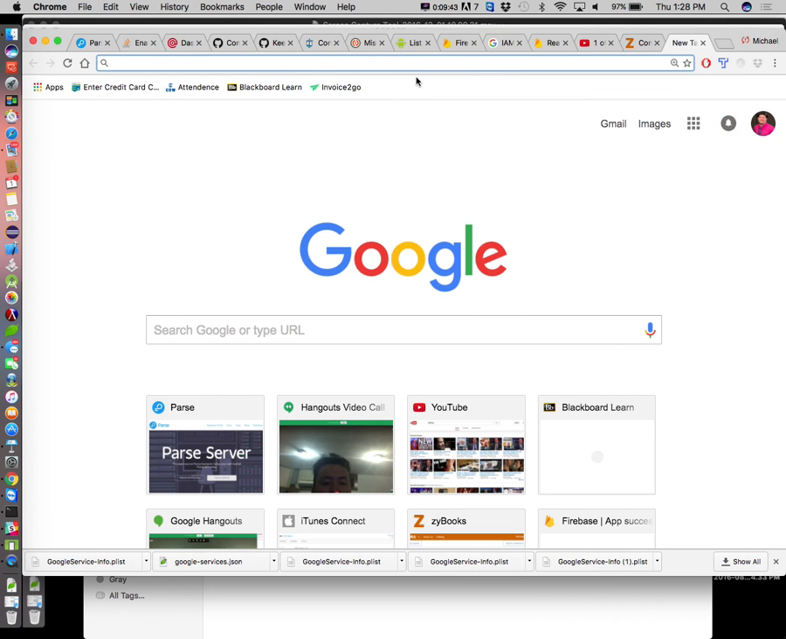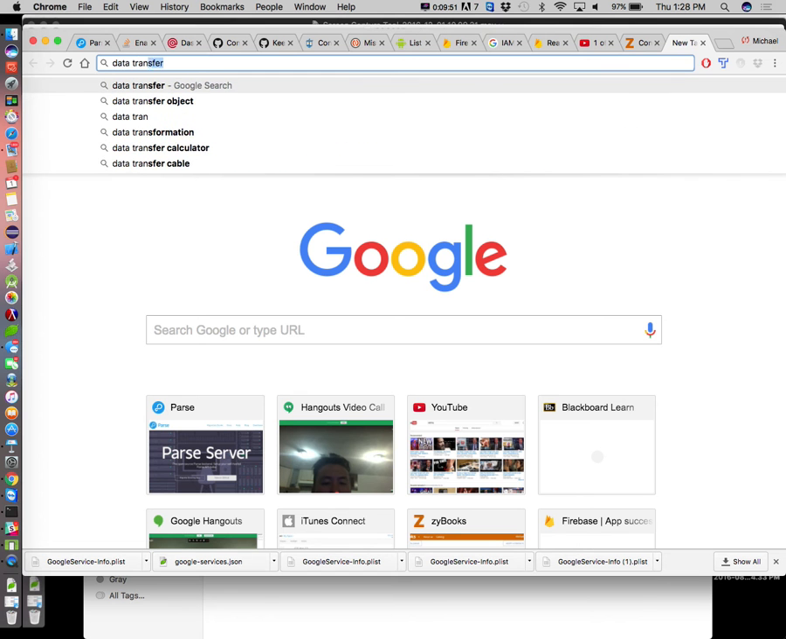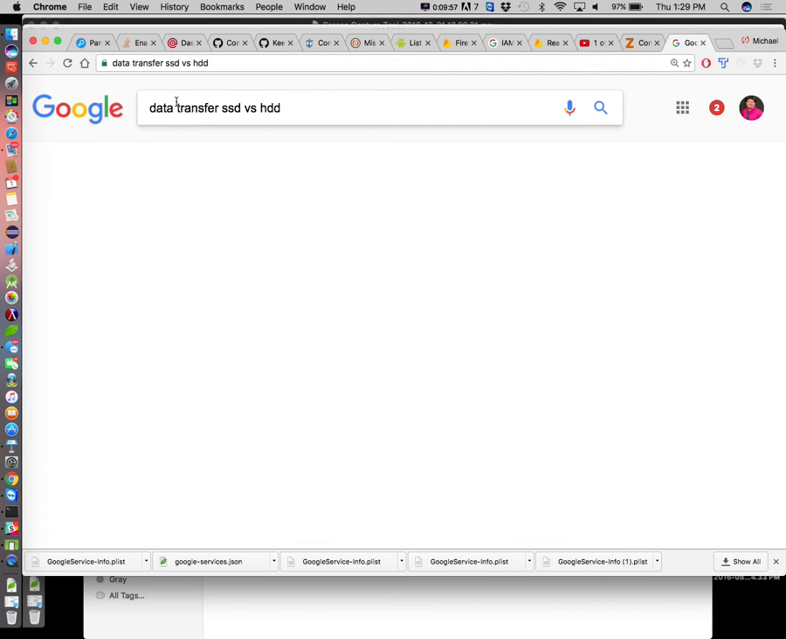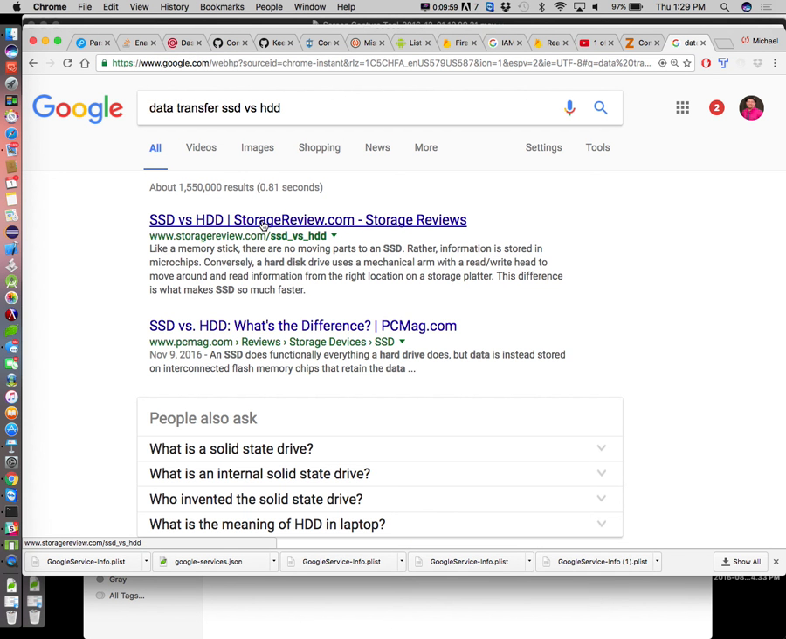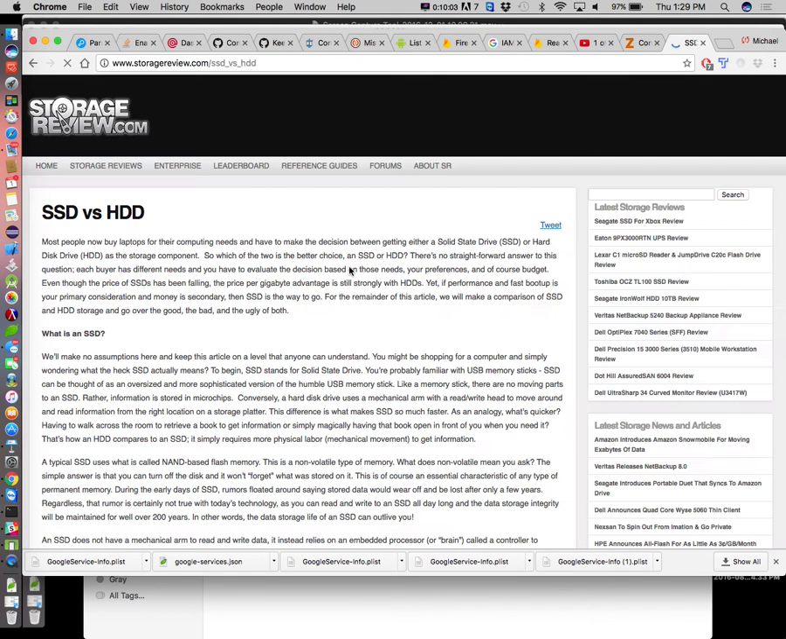Do you happen to know what the read speed is of your solid state drive? Just faster than your mechanical drive? Okay, so let's do data transfer SSD. There, we'll do versus. This should give us relative numbers to work off of here.